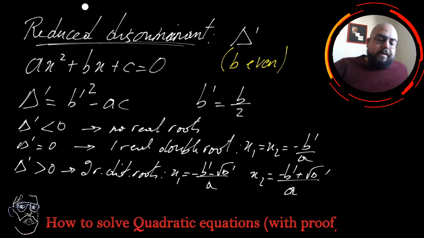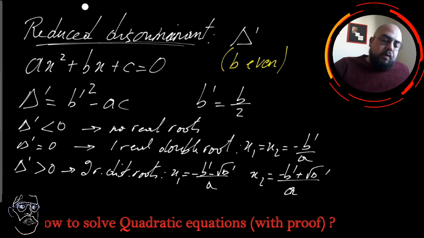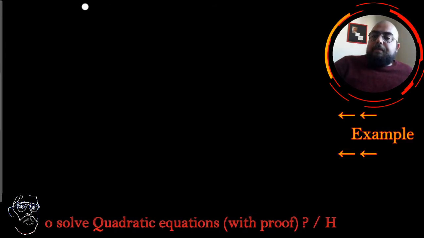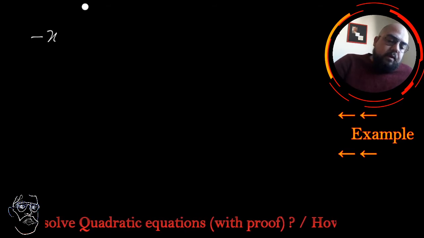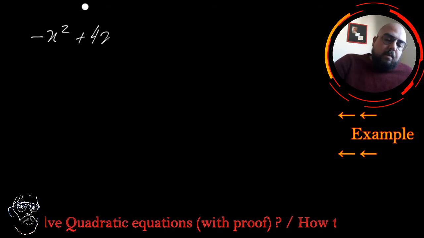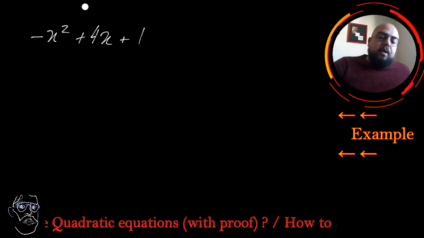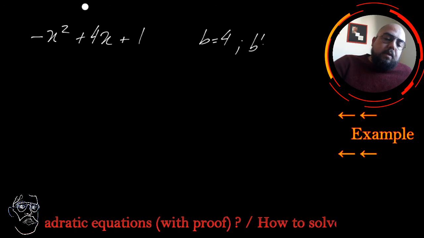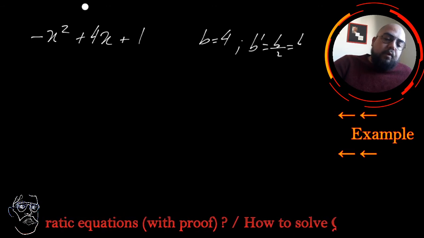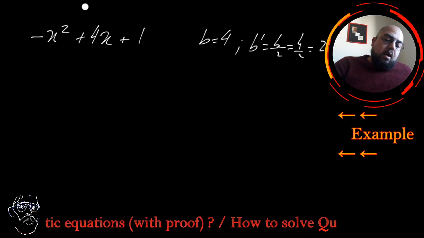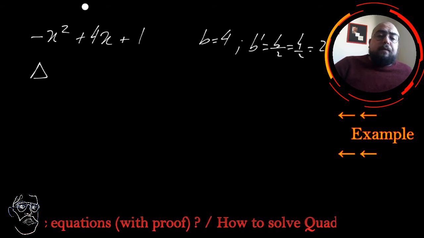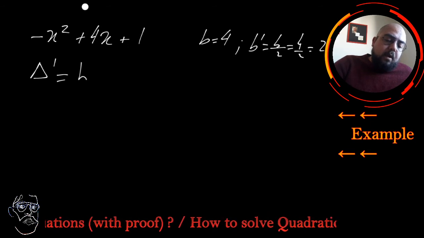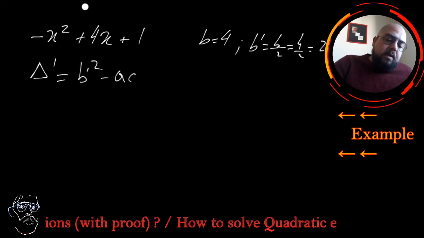I'm going to take one example related to the reduced discriminant. So let's say we have minus x squared plus 4x plus 1. As you can see, b is equal to 4, it's even, so b prime is equal to b over 2, which is 4 over 2, which is equal to 2. So of course I can calculate with delta, but I'm going to use delta prime. Delta prime is equal to b prime squared minus ac.